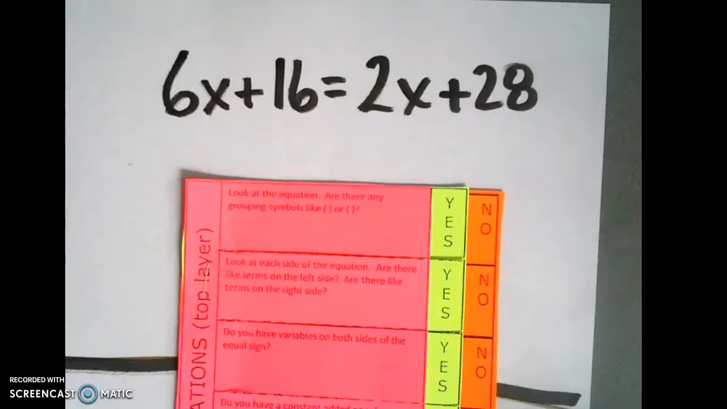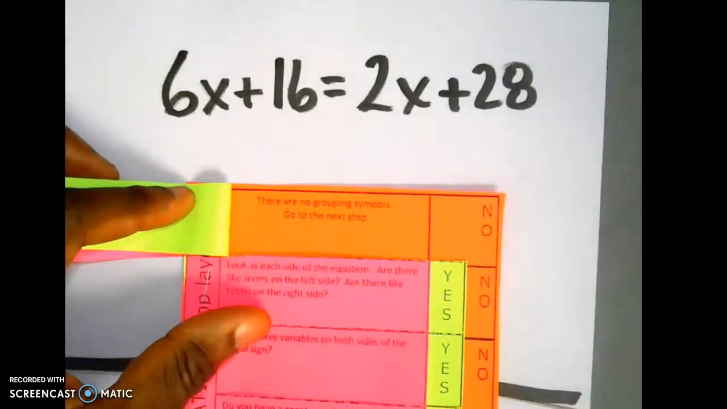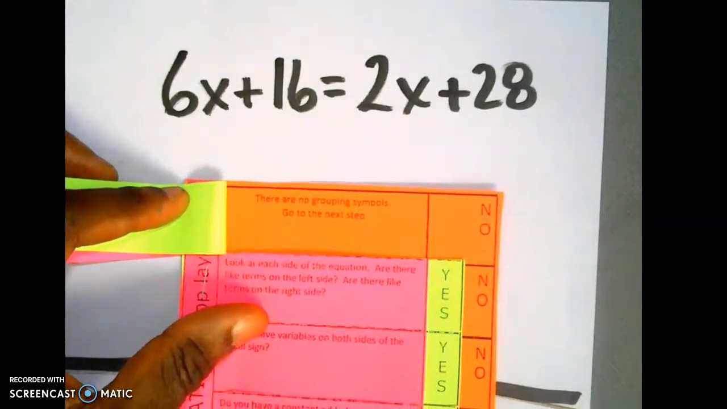If there are no grouping symbols, I'm going to go over to, and normally, by the way, everybody, I would never use pen in math, but I'm going to have to use it because of the video. So if the answer to my question is no, what I'm going to do is open up my tool. Once I open up my tool, of course, I see here that there are no grouping symbols. So I'm going to go on to the next step.